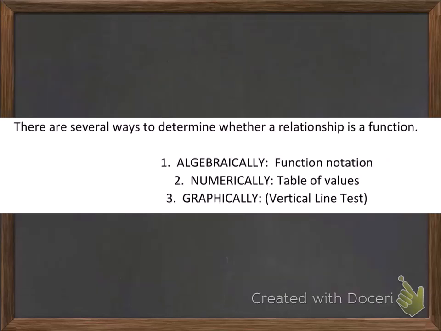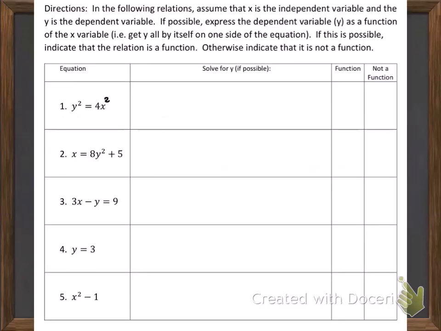There are several ways to determine whether a relationship is a function: algebraically, numerically, and graphically. Let's start with algebraically. In the following relations, assume that x is the independent variable and y is the dependent variable. If possible, express the dependent variable y as a function of the x variable. In other words, get y all by itself on one side of the equation. If this is possible, indicate that the relation is a function. Otherwise, indicate that it is not a function.